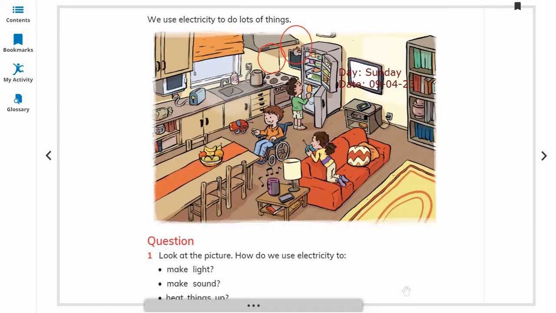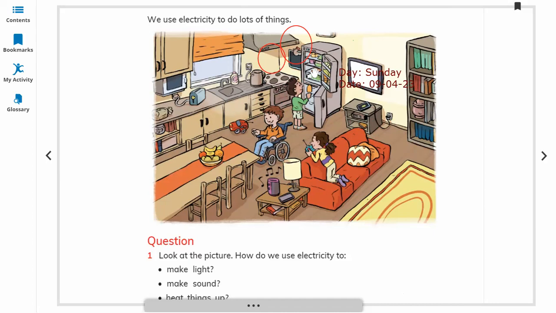We should not use those things with wet hands. We should be very careful while using those things, with the supervision of an adult. So when you look around in your house, more than 90% or more than 50% of the things in your house are working on electricity. So electricity is very important in our life.